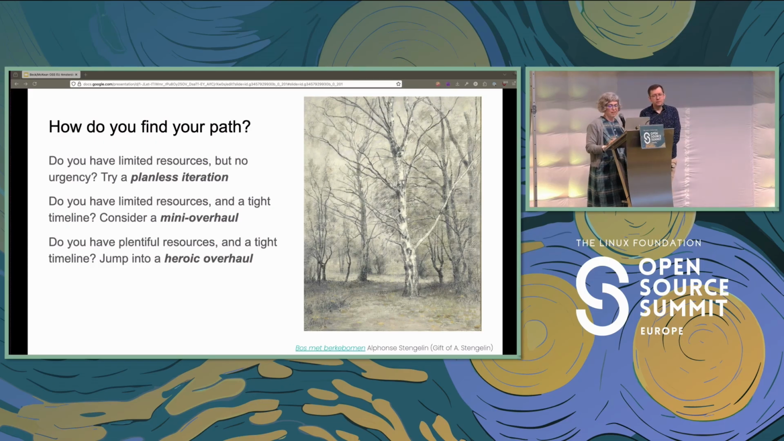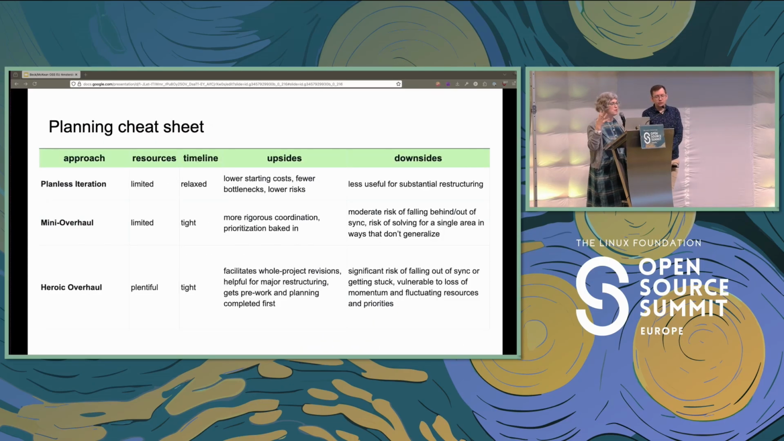And so for the different approaches, she has a little cheat sheet in the Docs Advisor, which I'm sharing with you here. The planless iteration: the upsides of just picking something, picking a few things, doing continuous improvement, are lower starting costs, fewer bottlenecks, lower risks, right? You're just trying some stuff. But it's less useful if you have to do substantial restructuring of your docs.